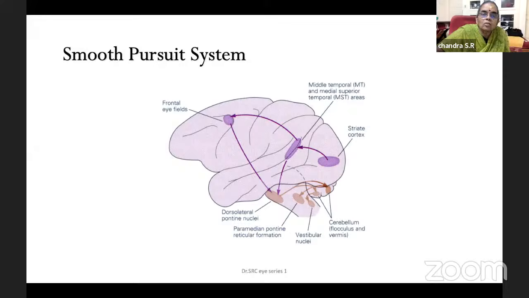Then we have the pursuit system, that is occipitomesencephalic. It starts from the occipital cortex, and the target is fixed by the frontal eye field, and then through the occipitomesencephalic pathway it reaches the neural integrator, and thus the slow following movement. The smooth pursuit system is occipitomesencephalic, but the attention comes again from the frontal lobe. I will deal with each system separately.